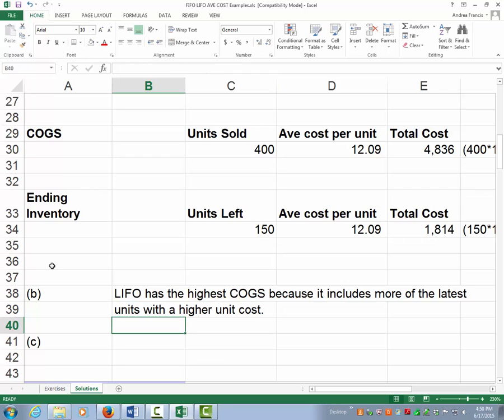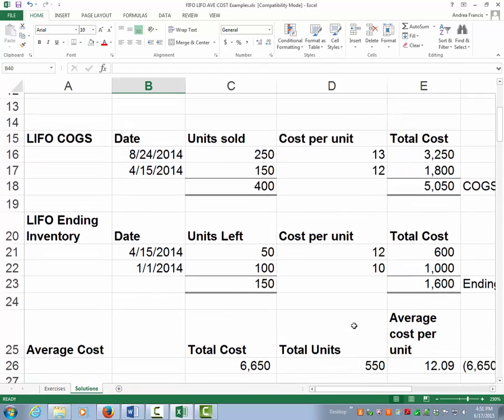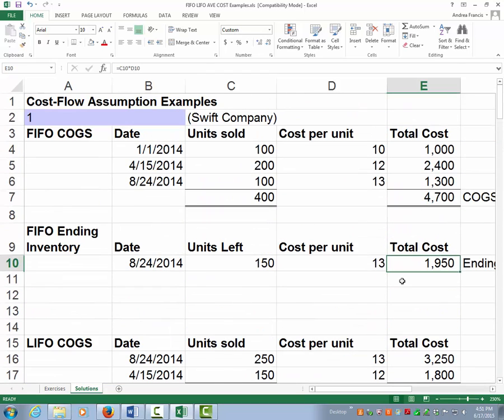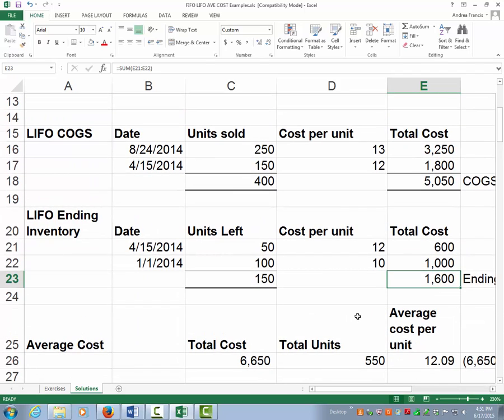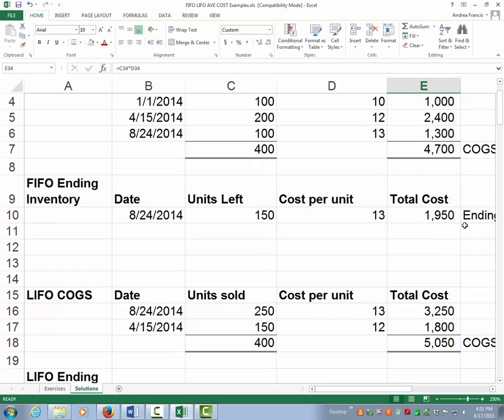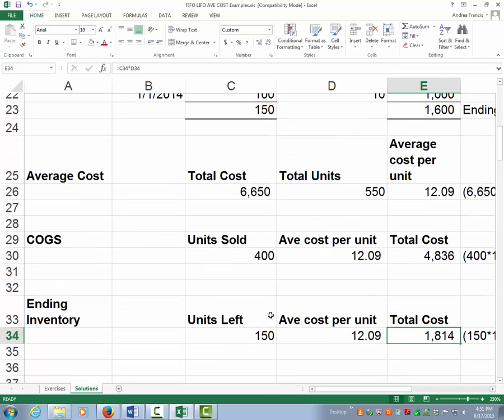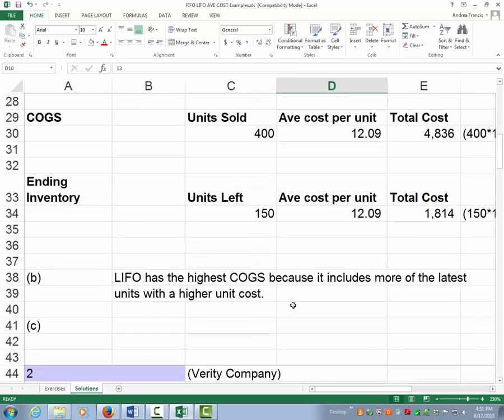So that's our answer. Let's look at C. It says which cost flow assumption results in the highest ending inventory. So again, we scroll through and we say, okay, FIFO ending inventory 1950, LIFO ending inventory 1600, average cost 1814. So it looks like the winner is FIFO. So FIFO's ending inventory is 1950. It also has 150 units. So the reason for the high ending inventory is not the number of units, but the unit cost.